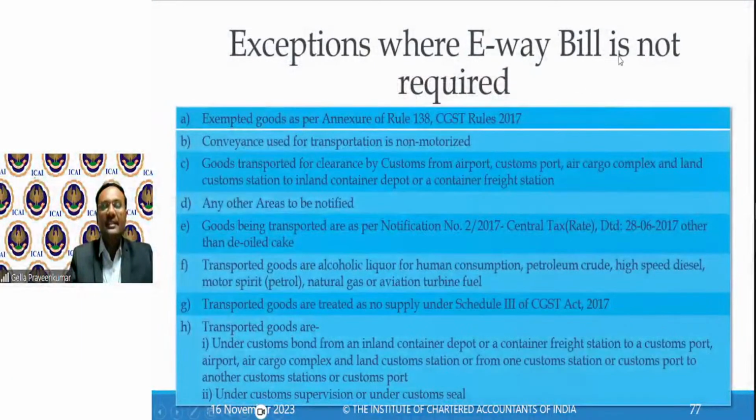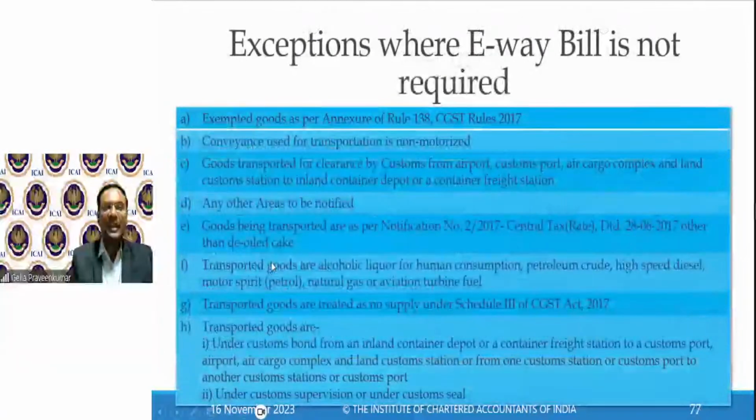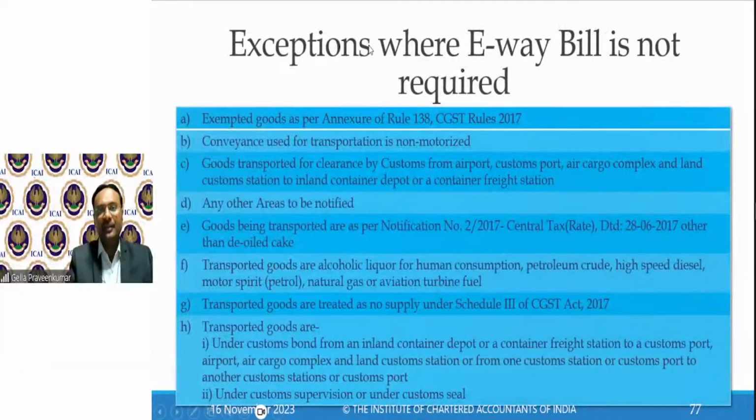Now, these are the exceptions. Having said e-way bill is required, these are the exceptions where e-way bill is not required. Out of this, I'll give you a few lists which are important for you to carry. First, conveyance used is a non-motorized vehicle.